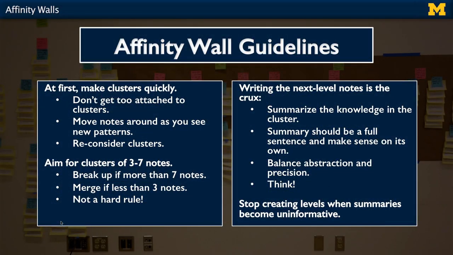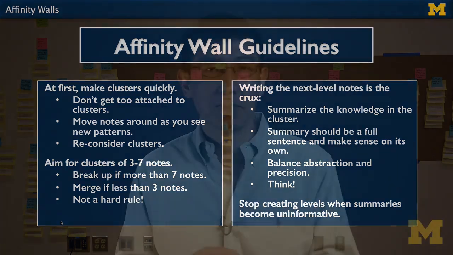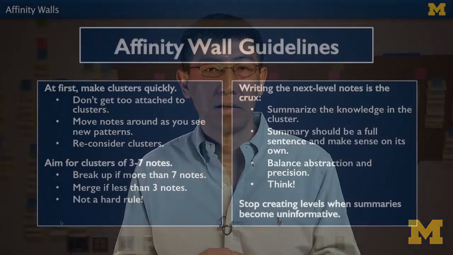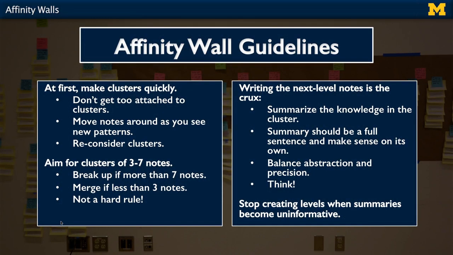Some guidelines to think about when you're constructing your affinity wall. First of all, when you're starting out, you really want to do things relatively quickly. There's no one right way to construct an affinity wall out of the affinity nodes that you have. So don't get too attached to the clusters that you're creating. You want to move nodes around. Anytime you see two nodes that seem to have a relationship, you want to put them together and then keep adding to that cluster.